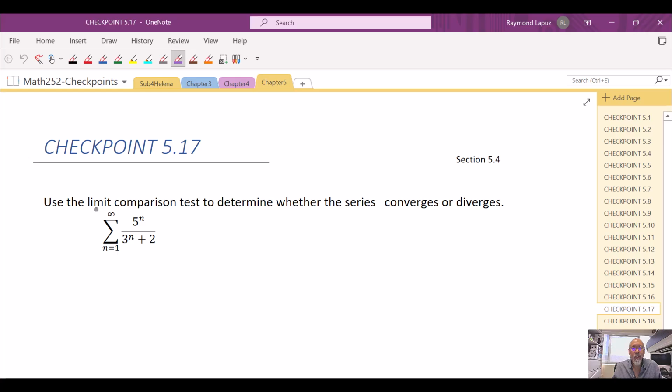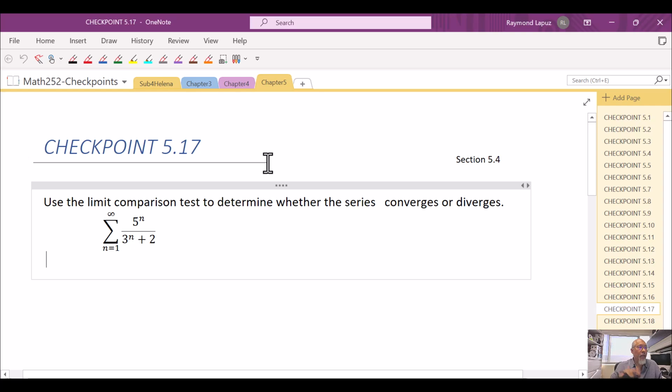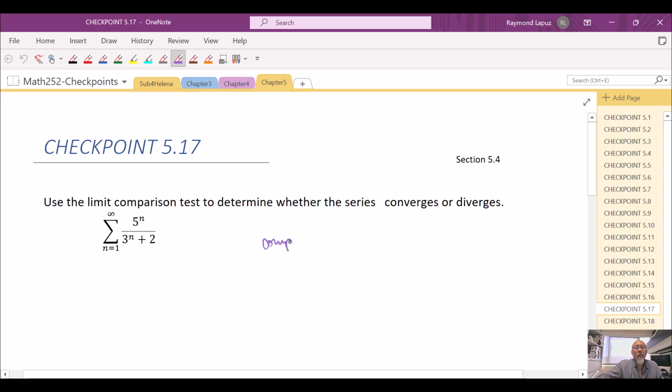So if we get a number between 0 and infinity that's not either 0 or infinity, like a finite, non-zero number, then the two series will be doing the same thing. Either they'll both converge or both diverge. All right, now what are we going to compare it to? I think this plus 2 here is pretty insignificant in terms of what happens in the big picture. So let's think about comparing it.